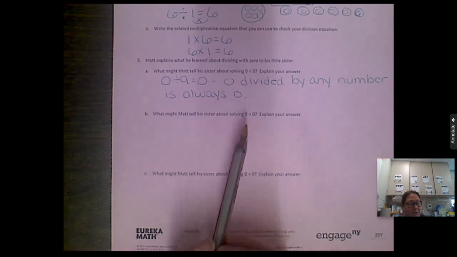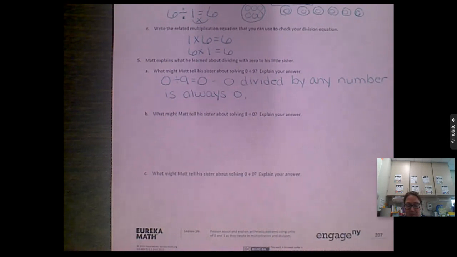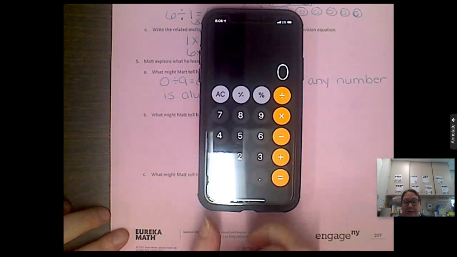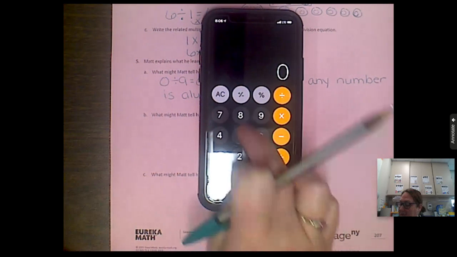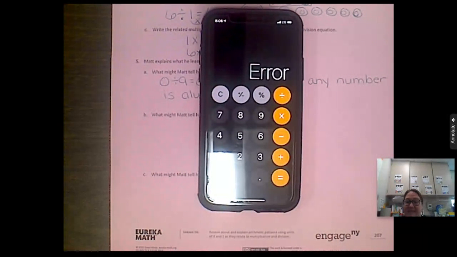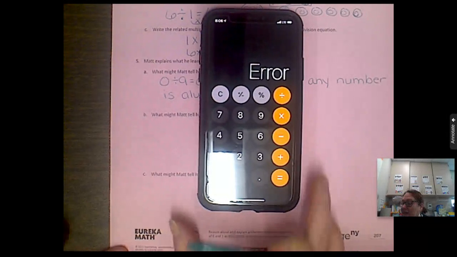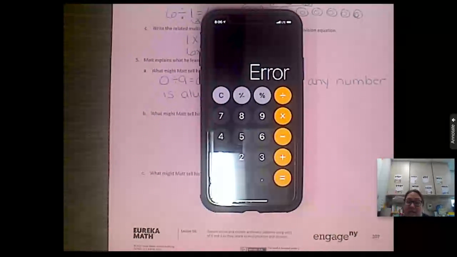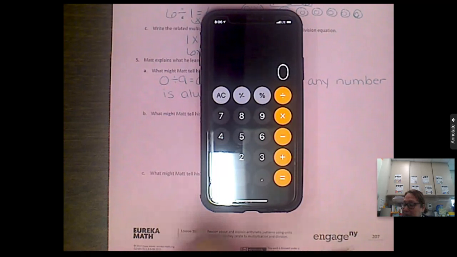And can I actually show you? I'm going to pull up the calculator on my phone, because if you try to divide by 0 on a calculator, I'm going to show you what happens. So if I put that problem, 8 divided by 0 equals, what does it say? Error. So anytime that you divide by 0, you can't. So if you try this on a calculator, if you have a calculator at home, or you pull up your calculator on your phone like I did, it's going to show an error, which means it's impossible. You can't do it. So any number. So if I pick like 50 divided by 0, it's an error.